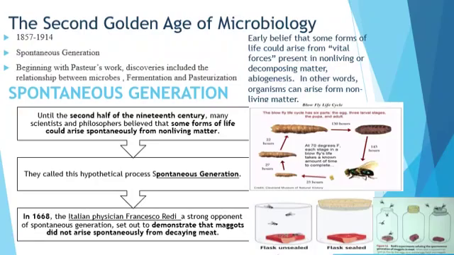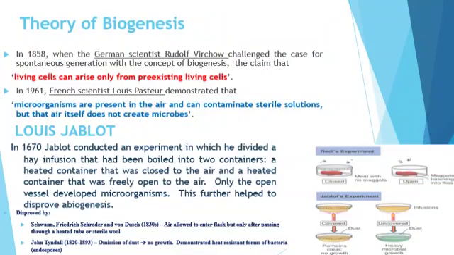Antoine Laurent Lavoisier showed the importance of oxygen to life. Spallanzani's observations were criticized on the grounds that there was not enough oxygen in the sealed flask to support microbial life. After this, in 1858, the German scientist Rudolf Virchow challenged the case for spontaneous generation with the concept of biogenesis, the claim that living cells can arise only from pre-existing living cells.